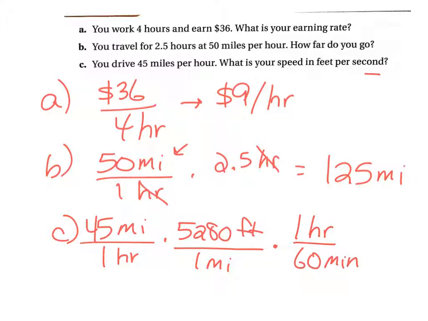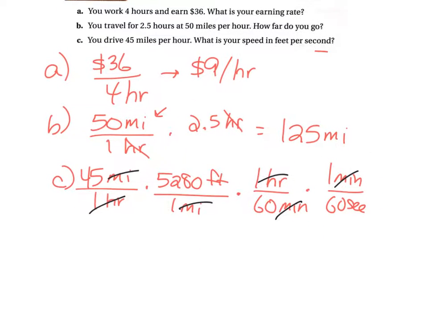So now I've got it. If you look at it, my hours are ready to cancel. My miles are ready to cancel. I just need to change my minutes to seconds. So what I know is in 1 minute, there are 60 seconds. And so now my minutes are ready to cancel. And so all that leaves me with is a bunch of numbers up there to multiply together.